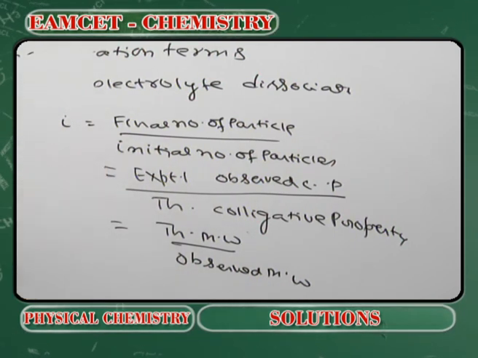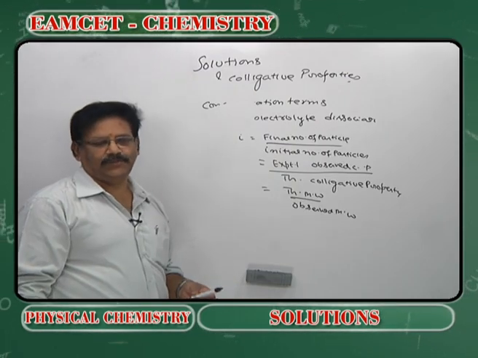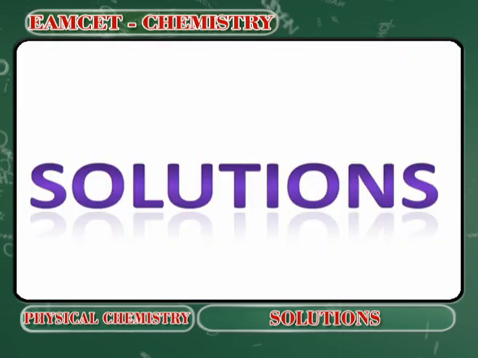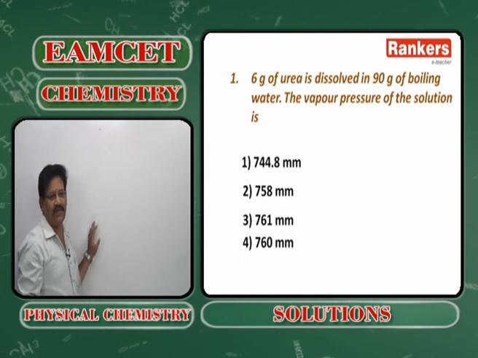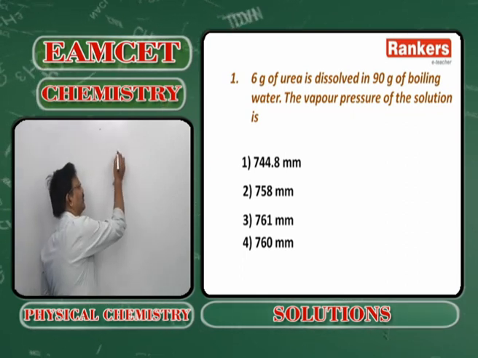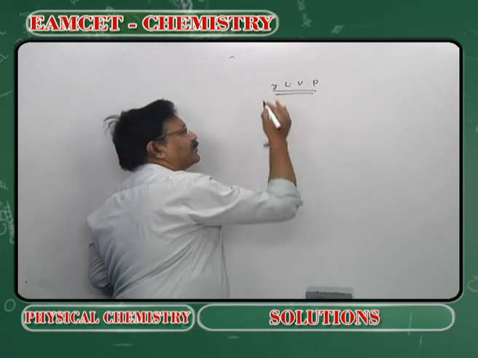So this is briefly about our discussion. Now we will go ahead with the discussion of the numericals. Through numericals we will try to explain the concept. Now the first question is: 6 grams of urea is dissolved in 90 grams of boiling water. The vapor pressure of the solution is... This question is related to the relative lowering of vapor pressure.